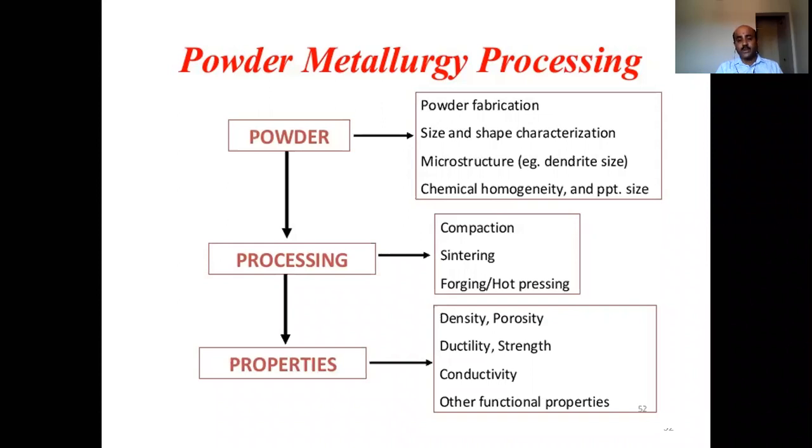I mean, sorry, products. Once the powder has been fabricated, we need to measure its size and shape, its microstructure, and its chemical homogeneity. This is a very important thing. And after processing the powder with compaction, sintering and forging, we need to check the products for the required functional properties, whether they attain the required density, porosity or ductility. This is where powder metallurgy stands ahead of all other manufacturing techniques.